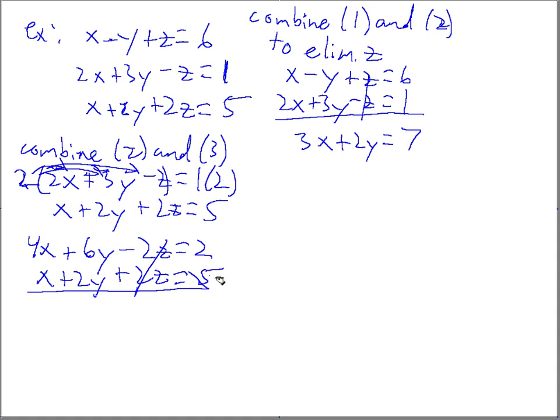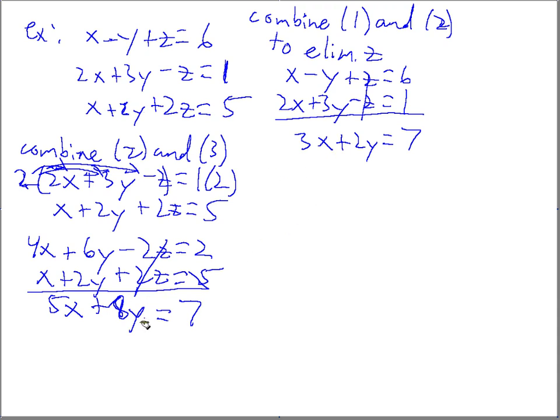Oops, sorry about that. That's a 5 right there. All right, so now I have 5x plus 8y is equal to 7. That's an 8 right there. Sorry about that. All right, so now I have these 2 equations here. 3x plus 2y is 7. 5x plus 8y is 7. So I've narrowed my 3x3 system to a 2x2 system.